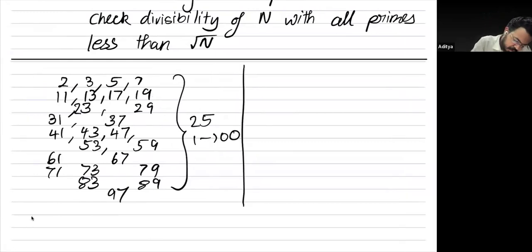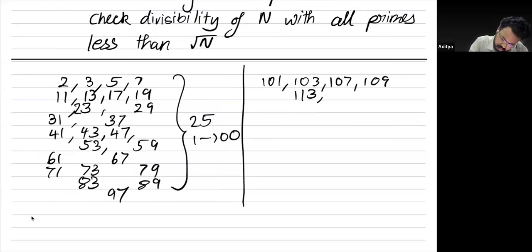Okay. From 101 to 150, the prime numbers will be 101, 103, 107, 109, 113, 127.